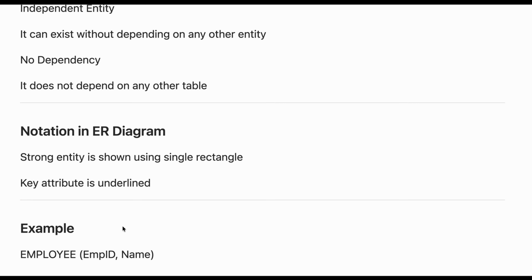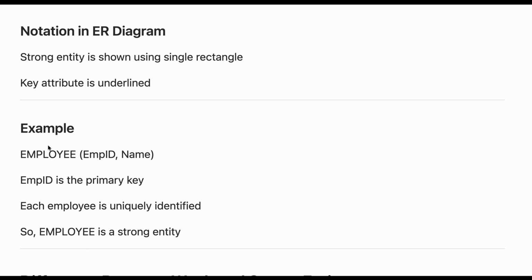Now we will see the notation in ER diagram. A strong entity is shown using a single rectangle and the key attribute is underlined, as we have already seen in the numerical parts. Here is the example: employee ID, name, where employee ID is the primary key. Each employee is uniquely identified, so employee is a strong entity. So like this we can understand which is a strong and which is a weak entity.